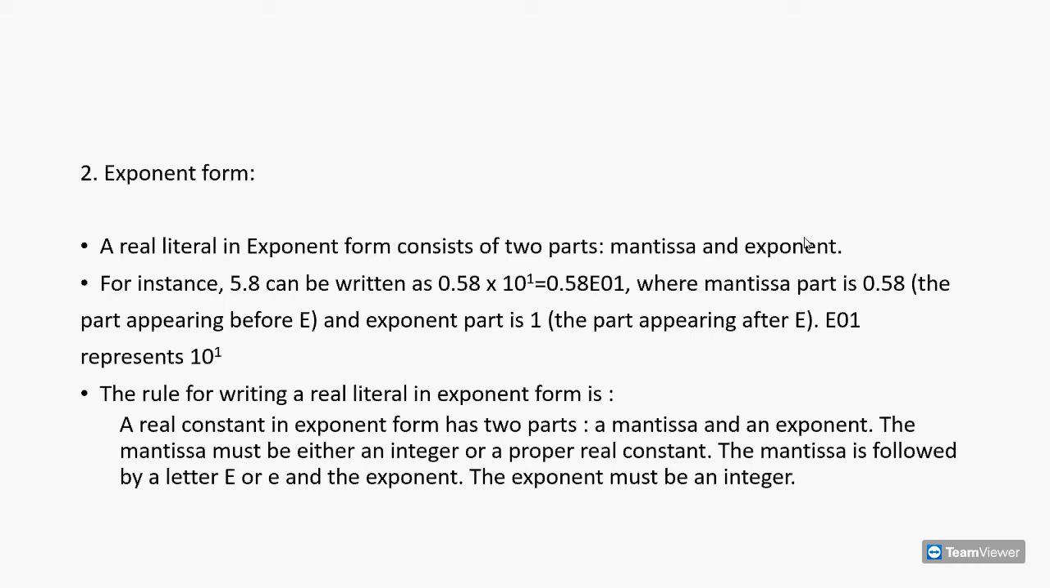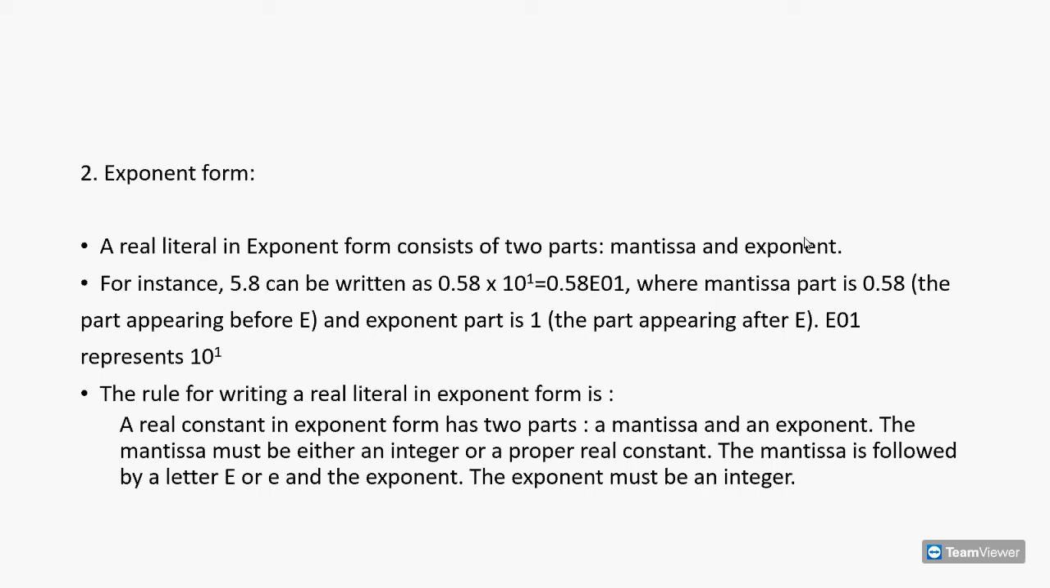Now let's take a look at the exponent form. A real literal in exponent form consists of two parts, mantissa and exponent. For example, 5.8 can be written as 0.58 into 10 to the power 1, which is equal to 0.58E01. This is the exponent form, where the mantissa part is 0.58, that is the part appearing before E, and the exponent part is 1, the part appearing after E. E01 represents 10 to the power 1.